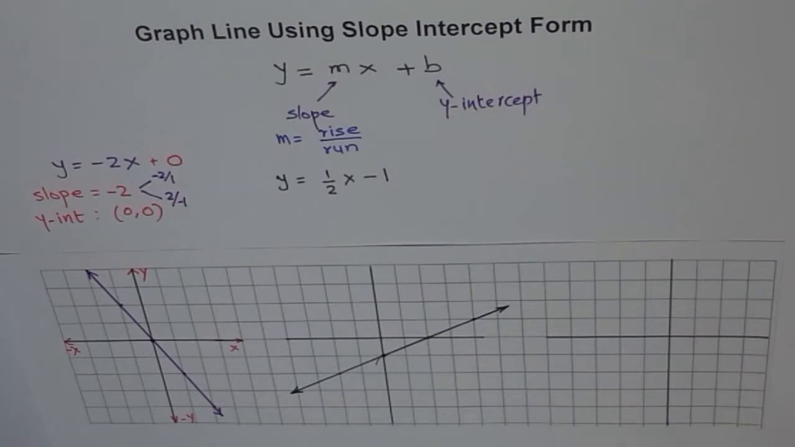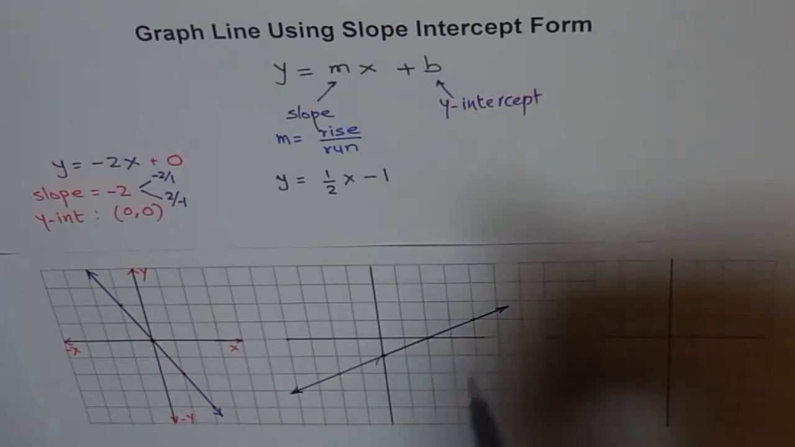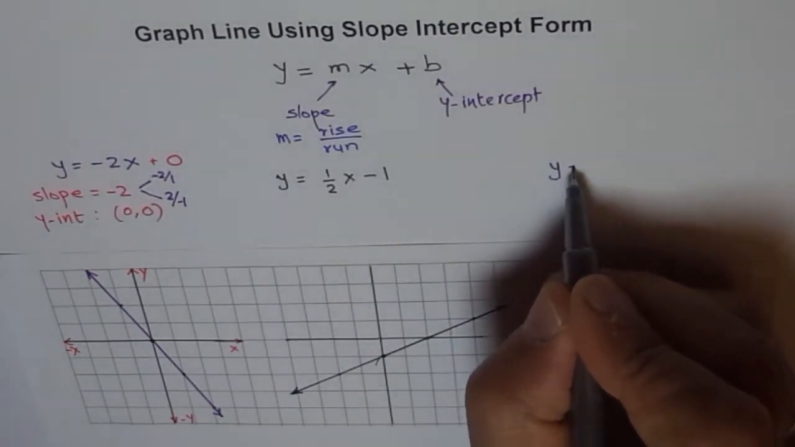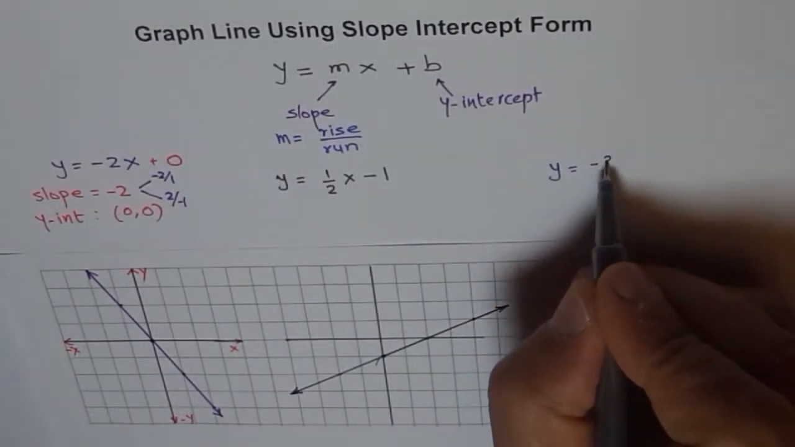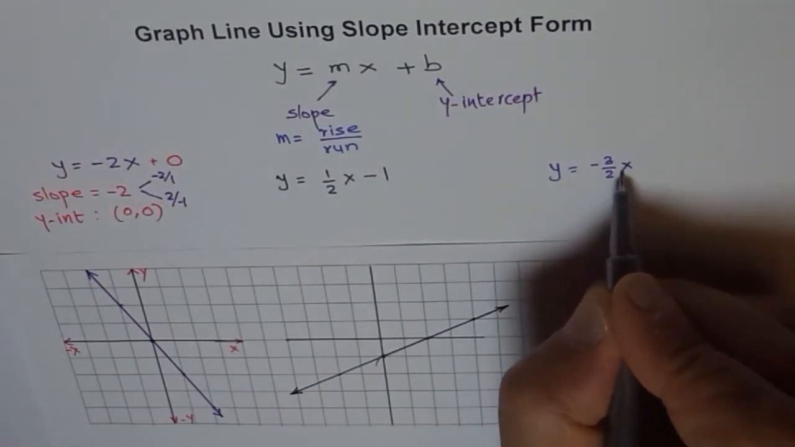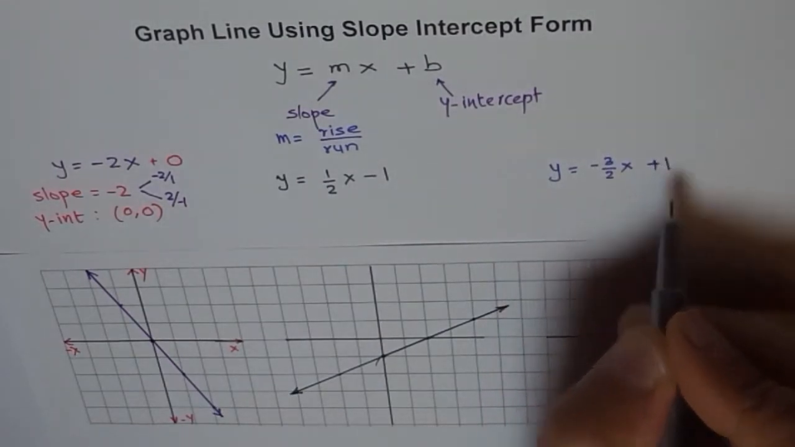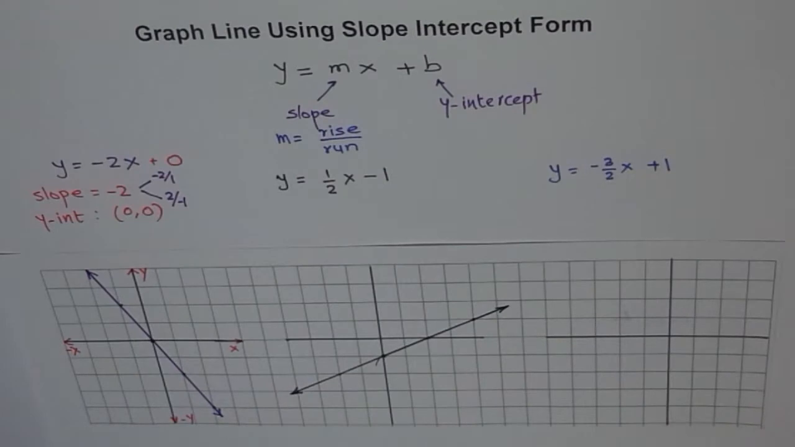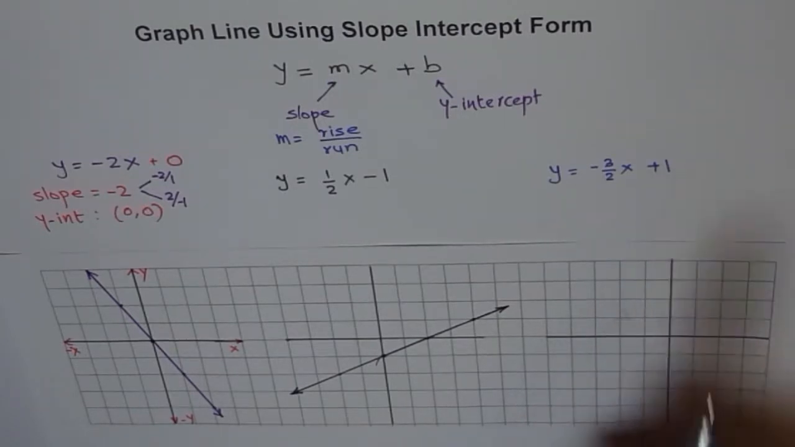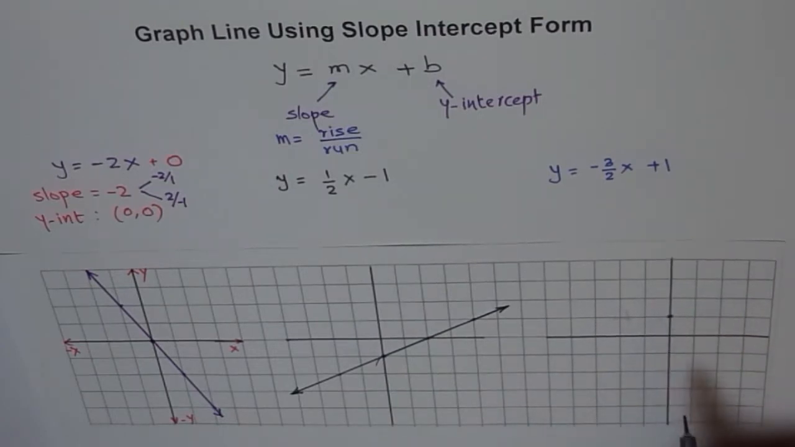Let's take one more equation. This time I will take kind of a fraction. Let's say my equation is y equals minus 3 over 2 x plus 1. I'm taking small values so that I can show you in the space given to us. Now you guide. First thing, what should we look for? We should look for the y-intercept. What is the y-intercept here? Plus 1.